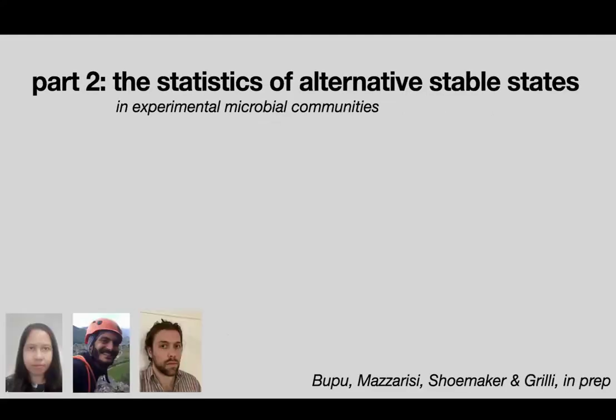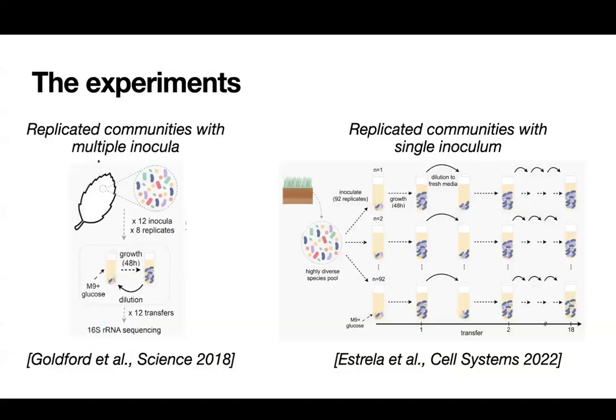Okay, so in the second part, I want to talk to you about the statistics of alternative stable states in experimental microbial communities, and this is very recent work that we're doing now. It's also something where we think we have a very clear phenomenology, but we don't have a clear explanation of what we see. So we are still trying to reconcile what we see with existing theories giving rise to alternative stable states. So if you have any idea, I'm very happy to talk also about that.